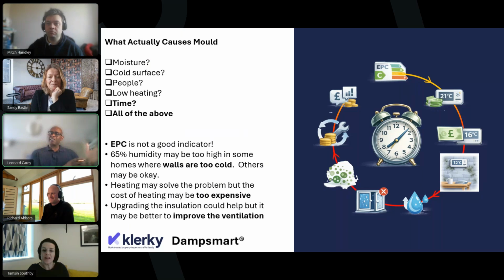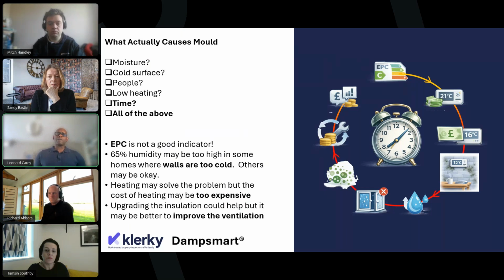But going back to that question, we often do see a lot of that, particularly in bay windows, particularly where there's furniture up against those bay windows. It's just a cold surface. Moisture gets attracted to it. There's not much ventilation, but we can pick that all up.